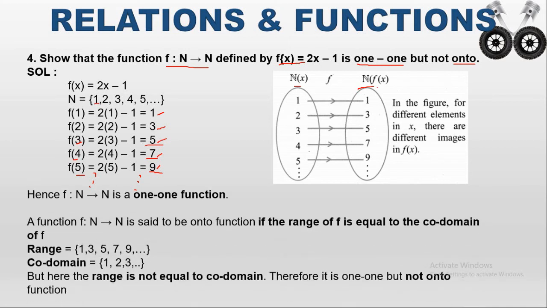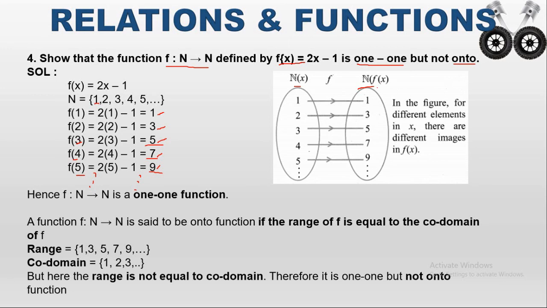So next we have to say onto. So what is the condition for onto? Range and codomain should be equal. So first we have to write the range. What is the range? The images which are presented, that is the range. So what are the images here? 1, 3, 5, 7, 9, and so on, that is the range.